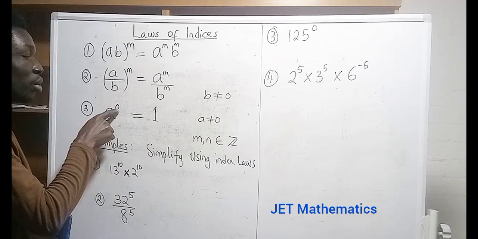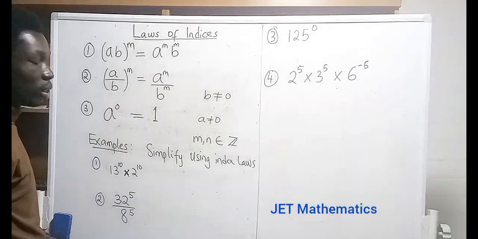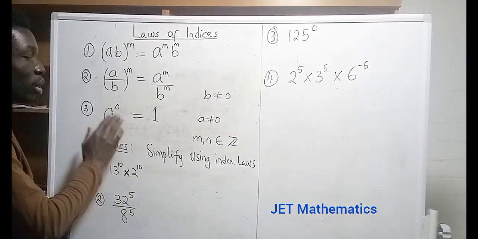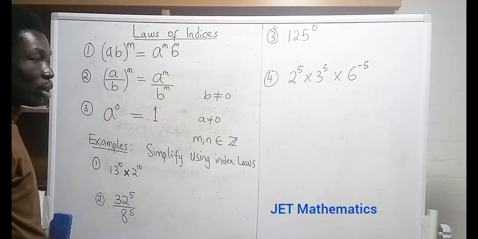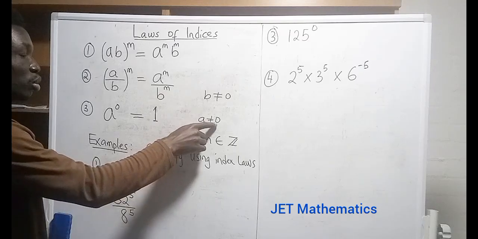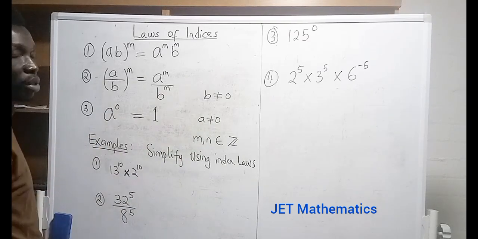Then a raised to the power of 0 is 1. Anything raised to the power of 0 in math is 1. Also remember, a cannot be equal to 0, so there's nothing like 0 raised to the power of 0.